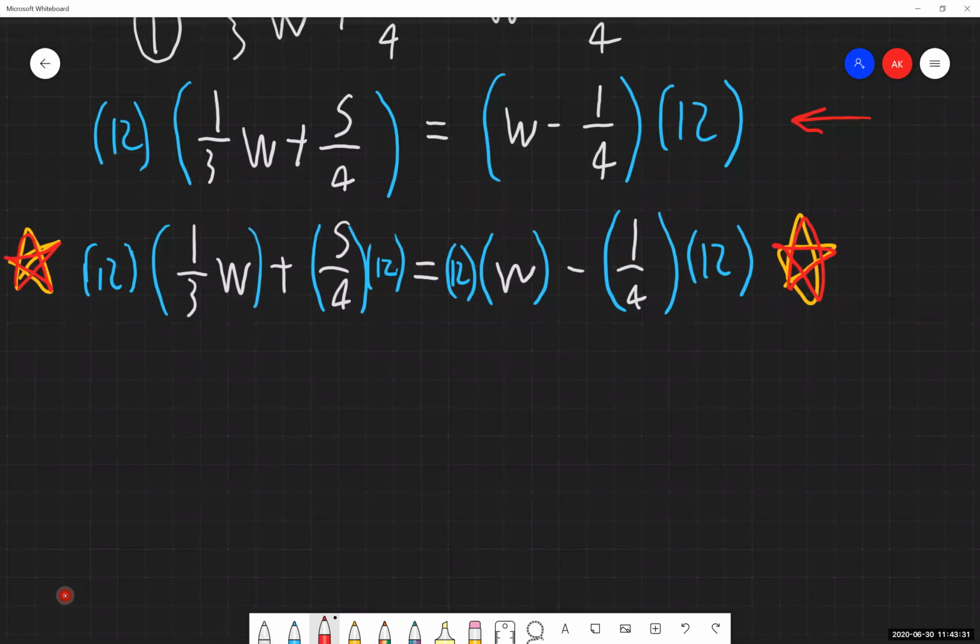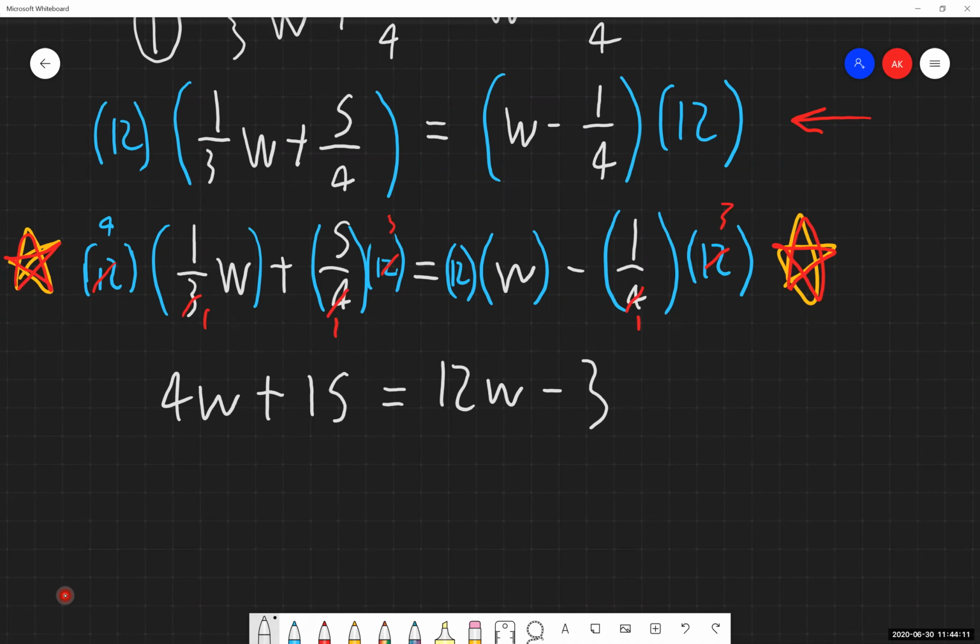So from here, now we can go through and start canceling out these fractions. I have a 12 times a 1/3. The 12 and the 3 are going to cancel out, and I'm going to be left with 4 in here. So 4 times W, it's going to be 4W. The 12 and the 4 are going to cancel. It's going to be a 3 and a 1. 3 times 5 is going to be 15. I get 12W. And then the 4 and the 12 cancel over here. I'm going to get -3.